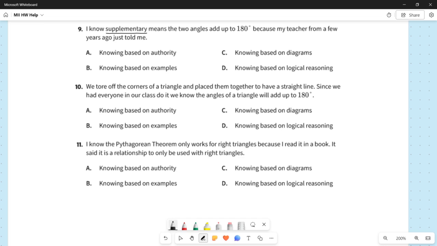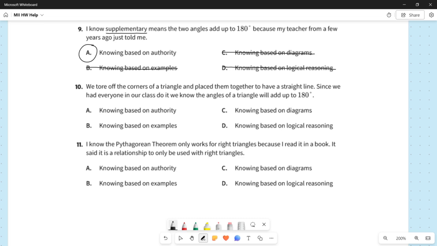Well, we do not know this from looking at a bunch of examples of angles that sum to 180. There were no diagrams involved in this problem, and we didn't really logically reason our way to this definition of supplementary. We know that this is true based on an authority, right? And in this context, the authority was my teacher from a few years ago, right? And we are sort of assuming, we are hoping that my authority both knows what they're talking about and is not lying to me.